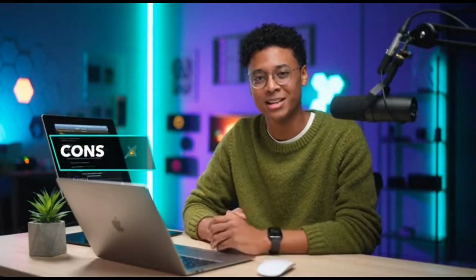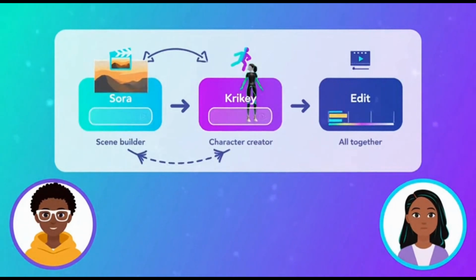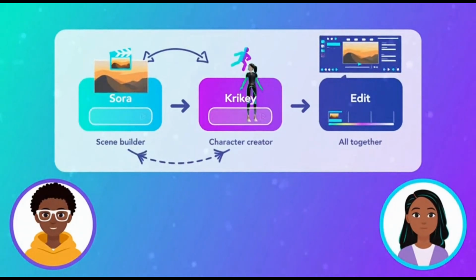Let's talk about the downside of Dream Machine. First, it can still struggle with text accuracy and with complex motion. You'll notice signs that look a bit garbled and action that sometimes jitters. And second, it's just not as polished yet as the big commercial players like Sora or Runway. Creators combine tools. Sora for scenes, Crikey for characters. Then everything comes together in a simple editing workflow.